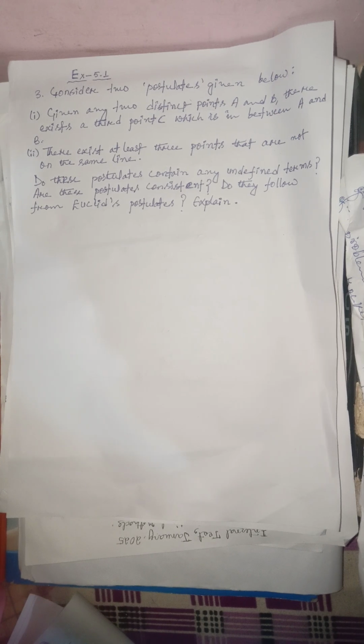In order to start, first let us take Roman number 1. In Roman number 1 we have some points A and B, and in between these points there is another point C. That means given any two distinct points A and B, there exists a third point C which is in between A and B. So let me write all these things out.